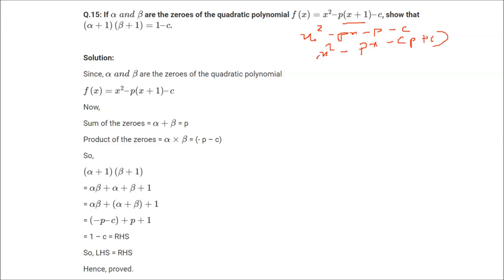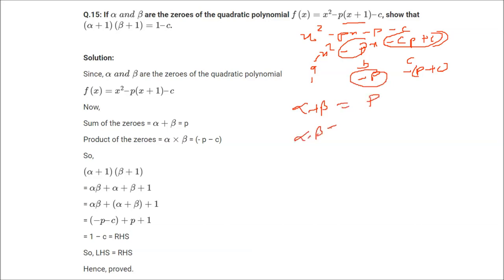So a is 1, b is minus p, and c is minus p plus c. So what is alpha plus beta? Minus b by a. So minus of minus p by 1, that is p. And alpha into beta is c by a, that is minus p plus c by 1. So minus p plus c. We can write it as minus p minus c also.